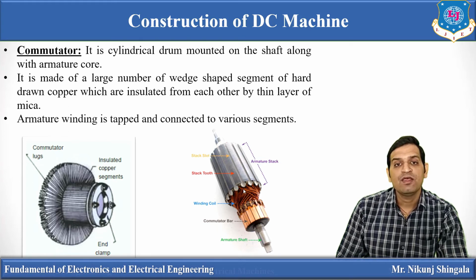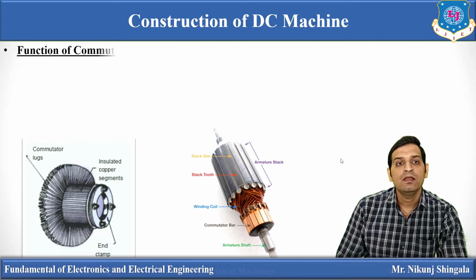Armature winding is tapped at various points, and that winding is connected to the various segments of the commutator. This is also a commutator. You can see here the segments of the commutator which are insulated from each other by mica material. Now what is the function of the commutator?